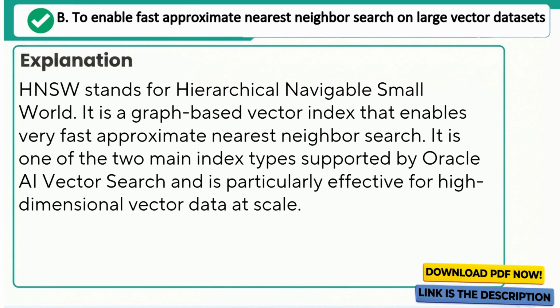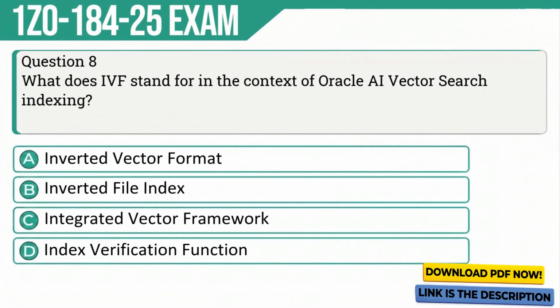It is one of the two main index types supported by Oracle AI vector search and is particularly effective for high-dimensional vector data at scale.